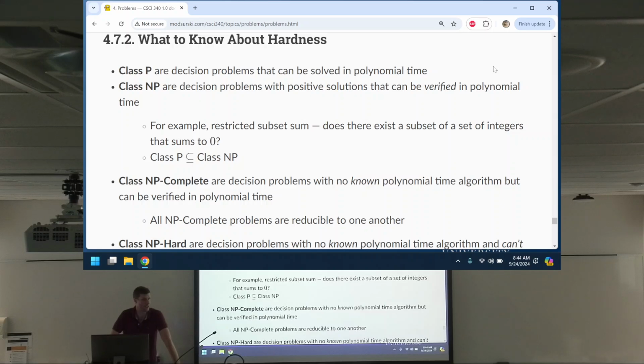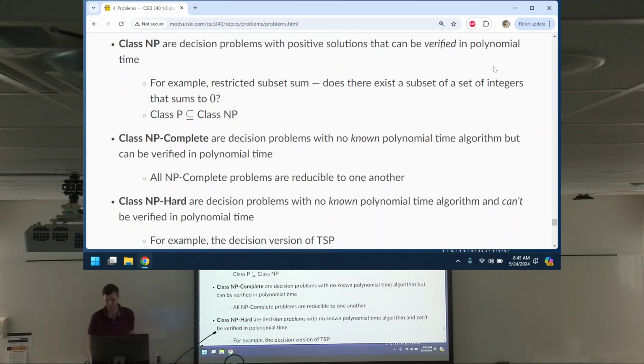Now, when you have large sets, this becomes quite challenging. But if you give me a solution, I can confirm its correctness easily. You just add up the numbers. Does it add to 0? Yay. Finding a solution is hard, but confirming its correctness is easy. Then you have NP-complete. These are decision problems with no known polynomial algorithm, but can be verified in polynomial time.